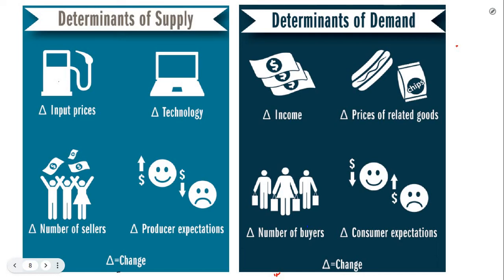Substitutes are substitute products for a good. An increase in the price of a substitute would increase demand because you'd be more likely to buy that product. And a decrease in the price of a substitute would decrease demand because you would buy the substitute instead. Number of buyers, more buyers equals more demand, fewer buyers equals less demand. And consumer expectations, an increase in consumer expectations is going to increase demand, whereas a decrease in consumer expectations might decrease demand. So those are our various components of both.